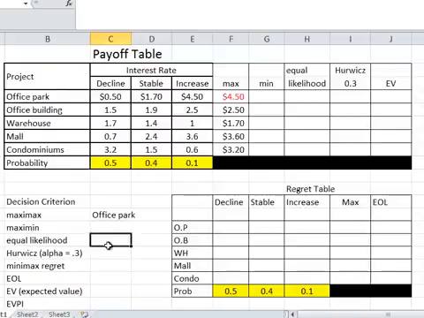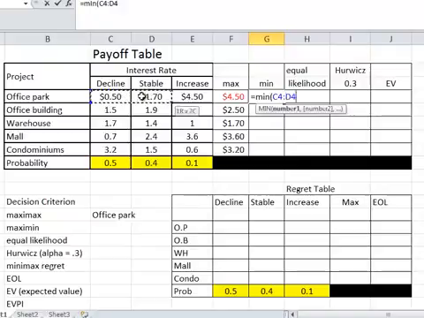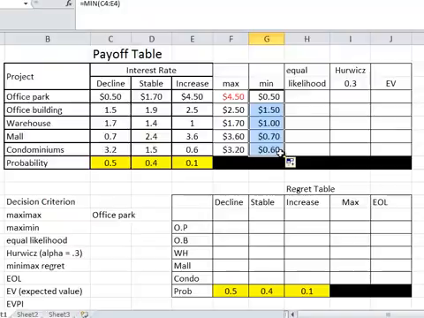Next, let's turn to decision criterion Maximin. This is how Maximin works. First of all, we are going to identify the minimum payout associated with each decision alternative. Here, I'm going to use a function called min in Excel to determine the minimum payoff of each decision. In the case of Office Park, the worst thing that can possibly happen is $0.5 million. Once again, I'm going to do the same thing for all the other 4 decisions.